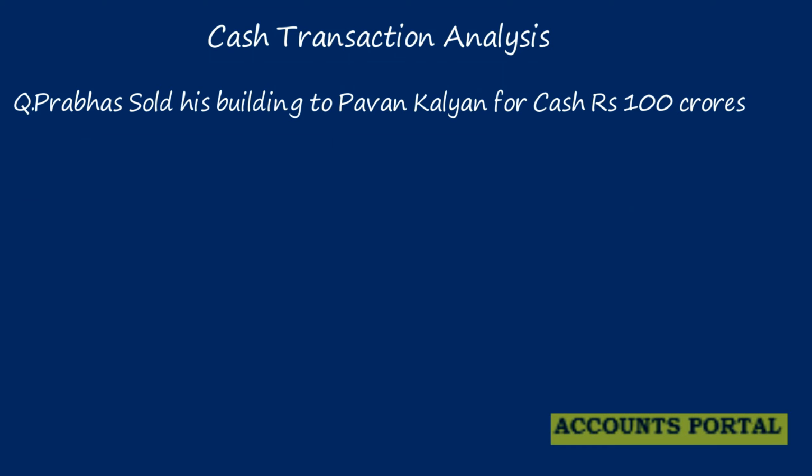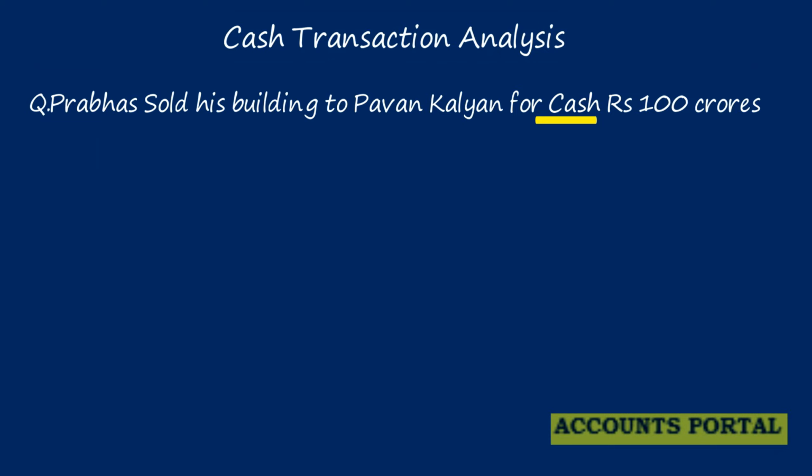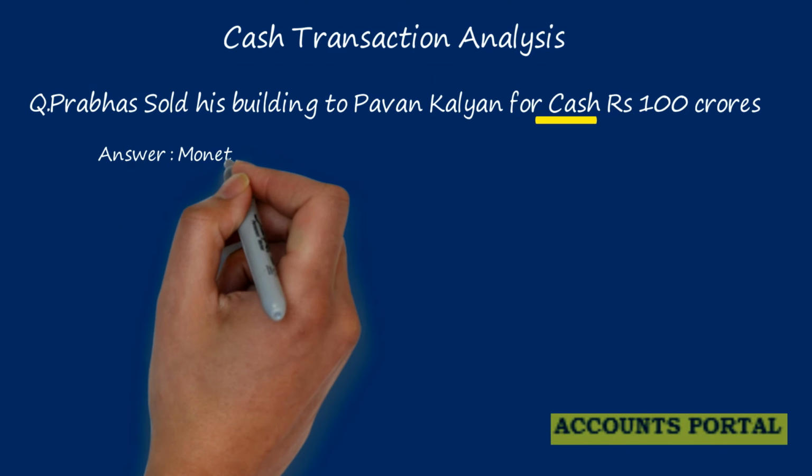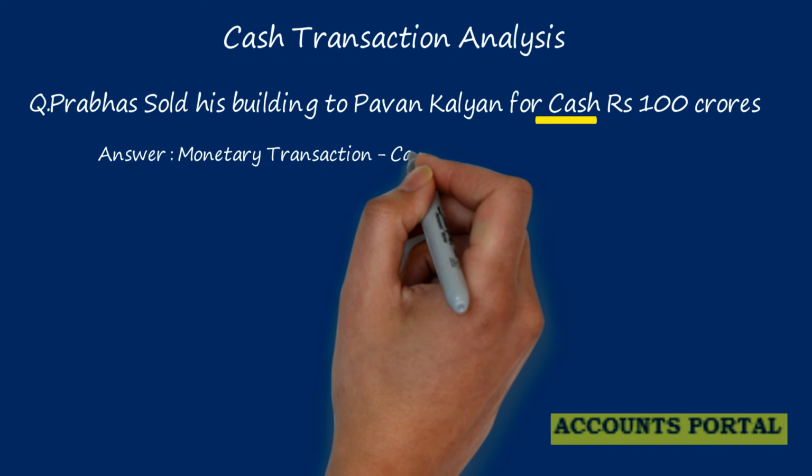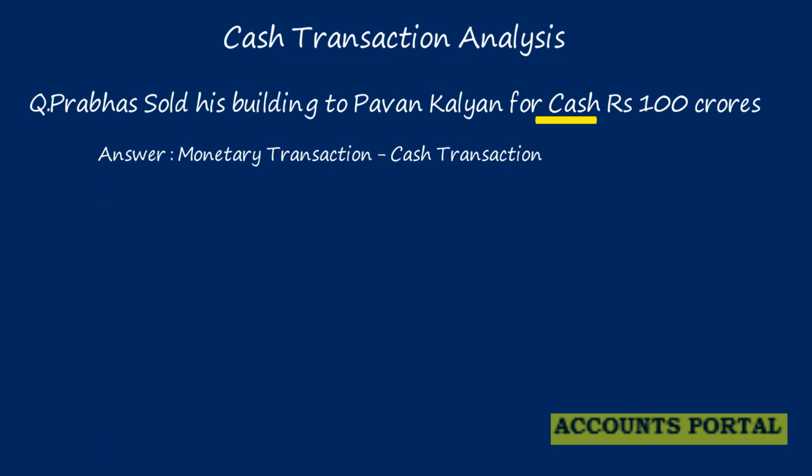So it is a monetary transaction. Next, what is condition number one? Where the word cash is given in the transaction. So condition number one is satisfied. It is a cash transaction. Answer: monetary transaction, and it is a cash transaction.